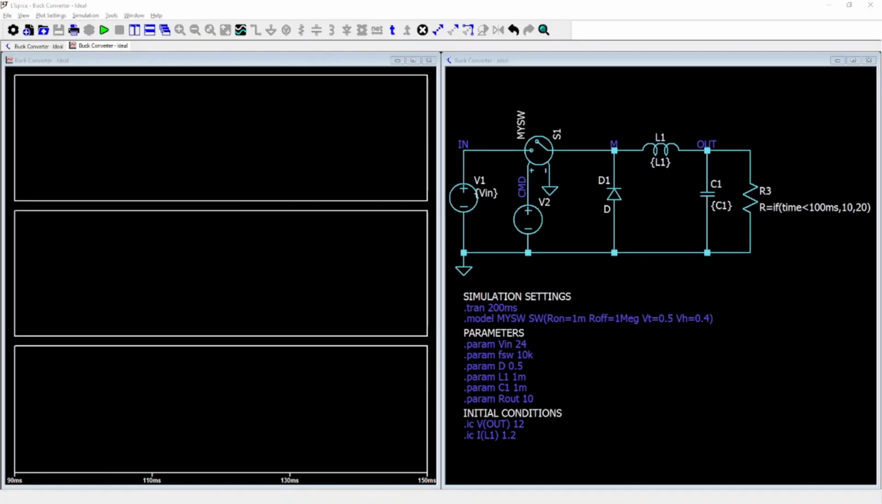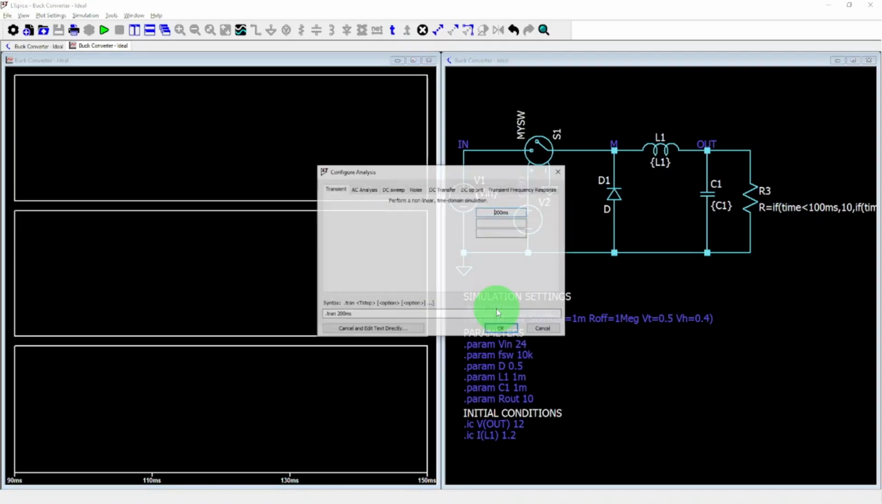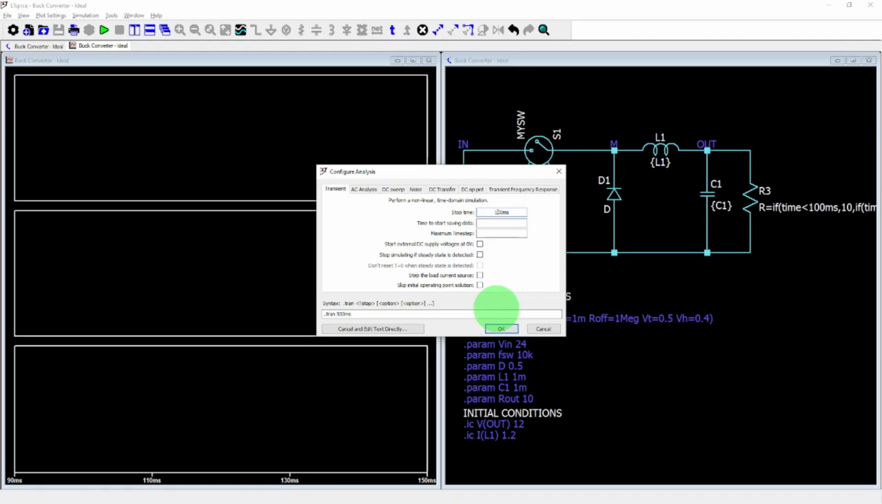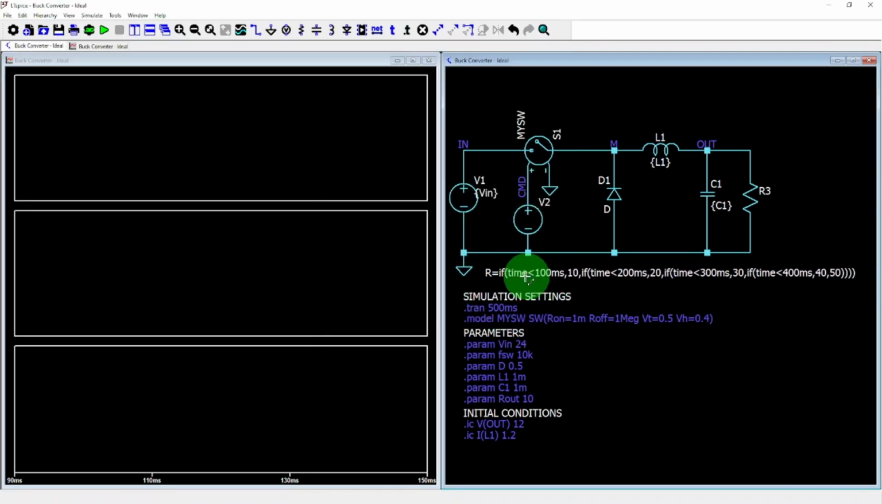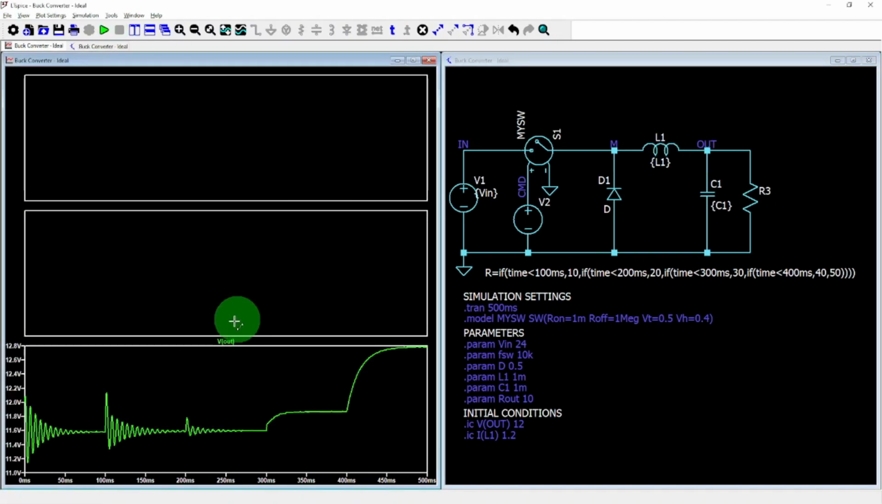To ensure we fully understand what's happening, let's keep reducing the load even further. We can nest if statements to increase the load resistance in steps of 10 ohms every 100 milliseconds. Let's also increase the simulation time to 500 milliseconds and run it. We'll now plot the output voltage, inductor current, and output resistance.